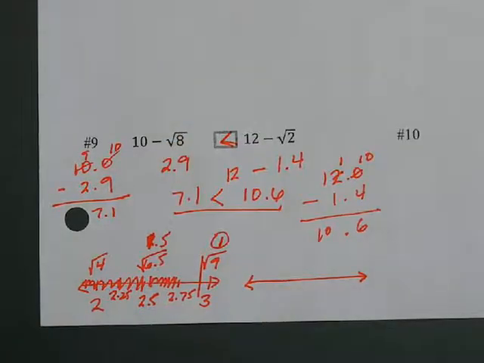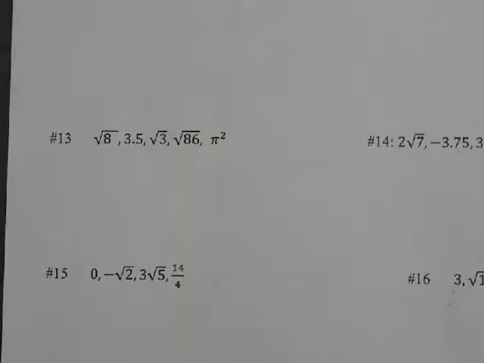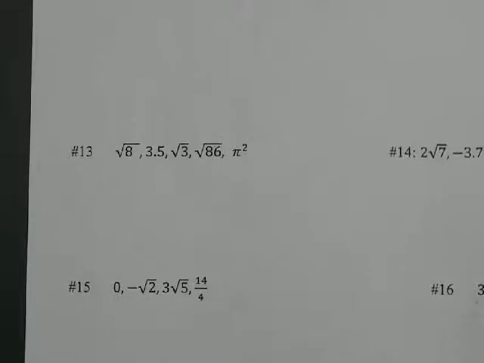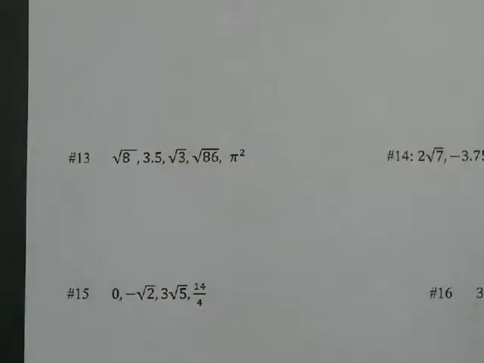That's the front side. Going to the back just to work a problem, a few of them. Let's look at number 13 to start. We've got the square root of 8, 3.5, the square root of 3, the square root of 86, and pi squared. As you see, this can get crazy real quick, and there's not a lot of room here. You can work it out on your paper, but I'm just going to begin to solve this.